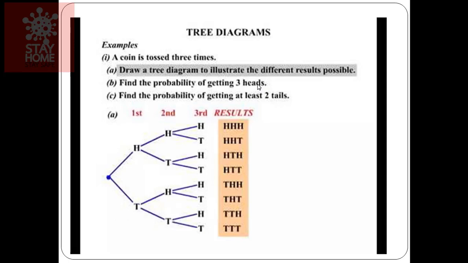A coin is tossed 3 times. So we will draw the first time, second time, and the third time. We need to draw a tree diagram to illustrate the different results possible, which means we have to find the sample space. Then find the probability of getting 3 heads. Then find the probability of getting at least 2 tails.